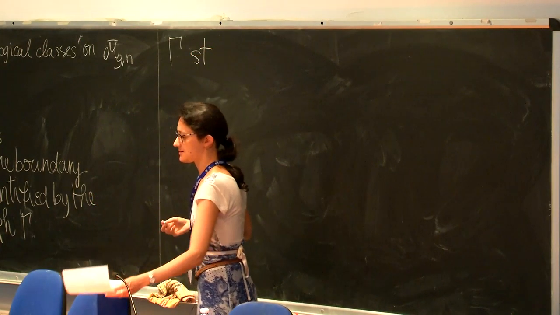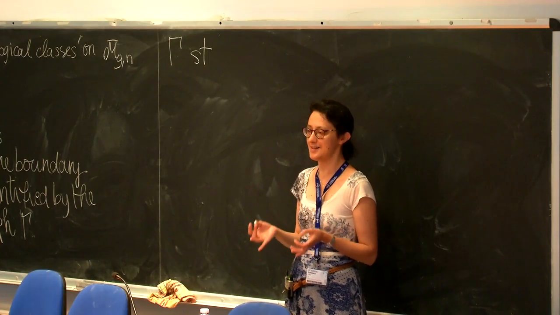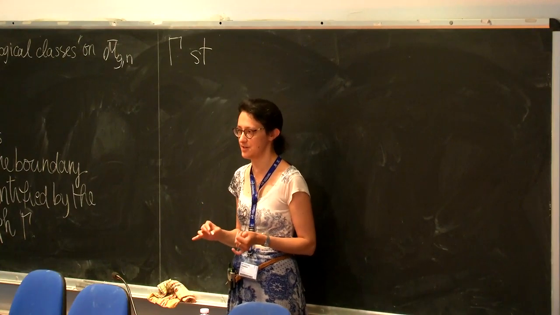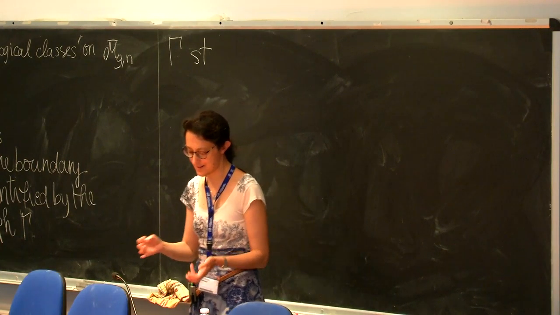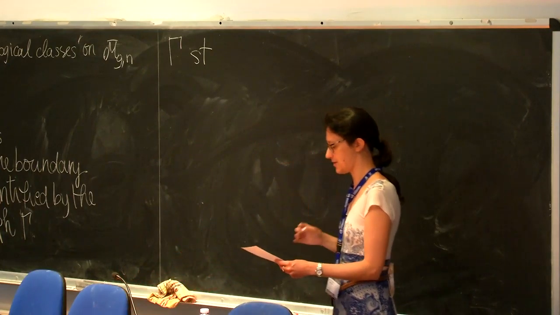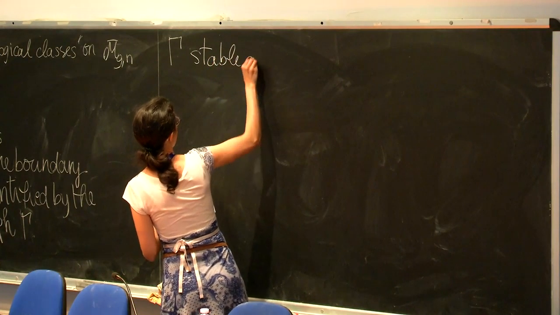Moreover, there are some restrictions on the type of the graph. Of course, it has to be connected because of the fact that the curve is connected, but there are more restrictions coming from the stability condition. So if we give an arbitrary graph, it may correspond to a class of curves which are unstable because they have too many automorphisms. So what we get is what we call the stable graph.